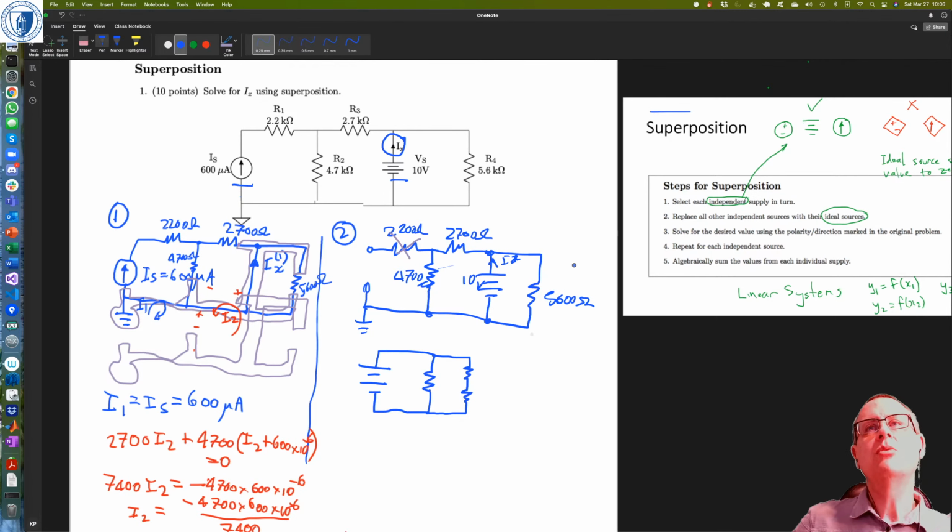So if we can redraw that diagram like this, the thing we're interested in is IX, and this is going to be IX number 2, where this is now our 5600 ohm.